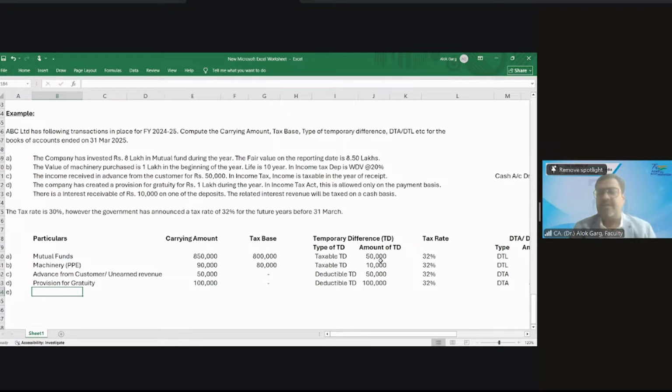Sagar, what is the accounting entry on recognizing accrued interest? Accrued interest को recognize करने की accounting entry क्या होगी?